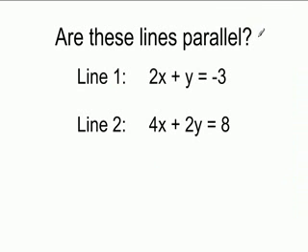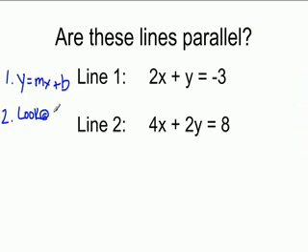Now, if we were given lines 1 and 2, 2x plus y equals -3, and 4x plus 2y equals 8, are these lines parallel? Well, the first thing that we need to do is change it to slope-intercept form, y equals mx plus b, and then look at the slopes to determine. So those are our steps. Change to y equals mx plus b, and then look at the slope.